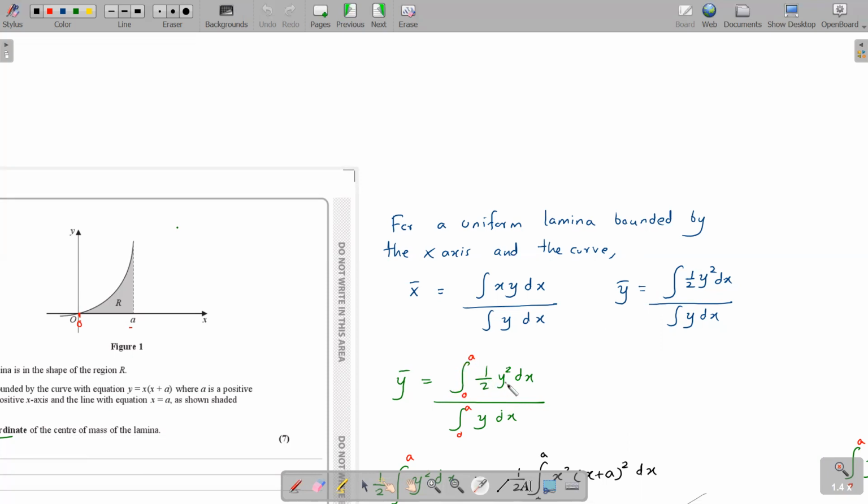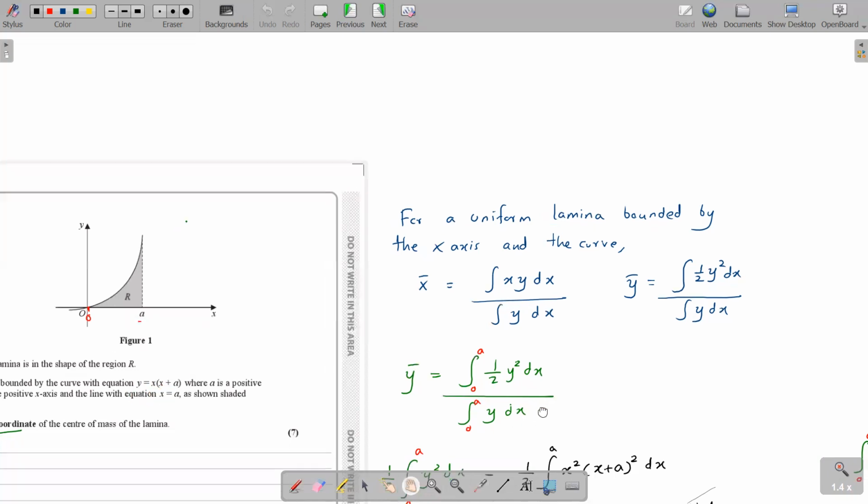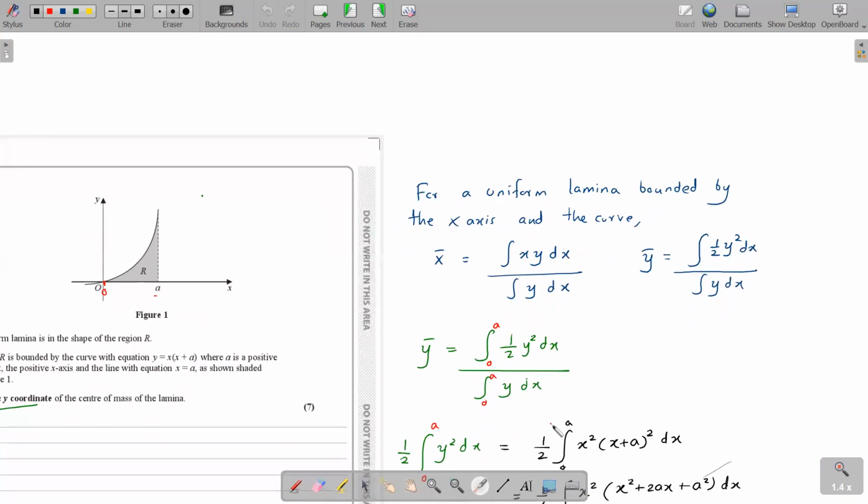So let's apply. Integral of half y square dx over integral of y dx. Since it's dx, you need to input the x limits. You can see this particular region R starts from the x value 0 and ends at the x value a. That's why the integral limits are 0 to a in both cases. And then you need to input the value of y. The y function is given to you: y is x times x plus a. So all you have to do is input the y function as x times x plus a.